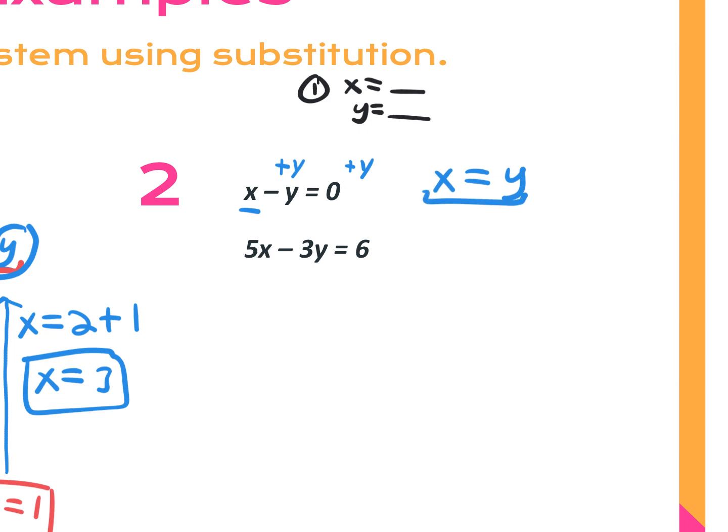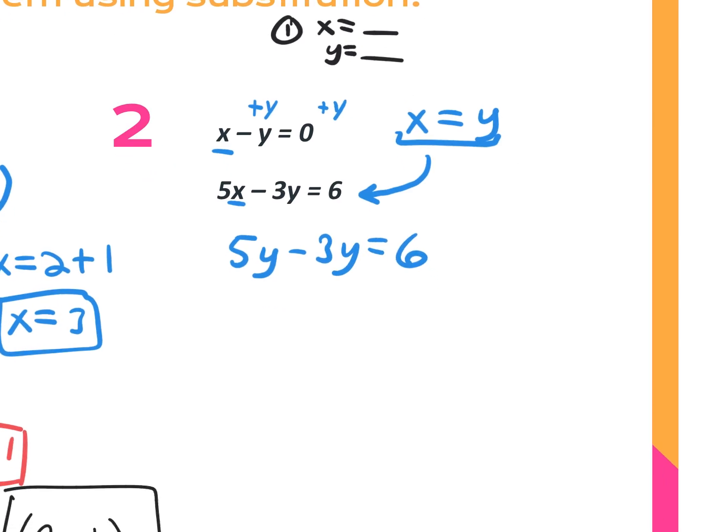That means you want to take this and plug it into the second equation. All right, so let's replace the x that we see in the second equation with a y, because that is our substitution. So this is going to be 5y minus 3y equals 6.